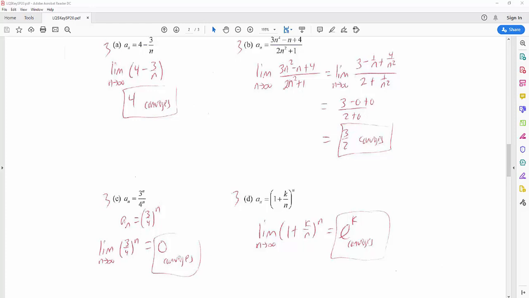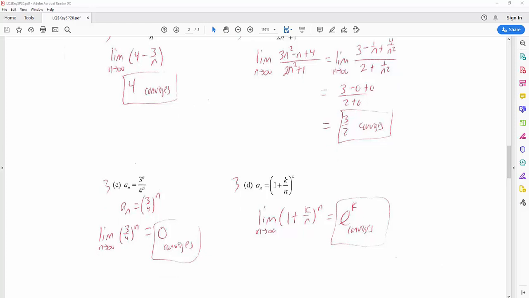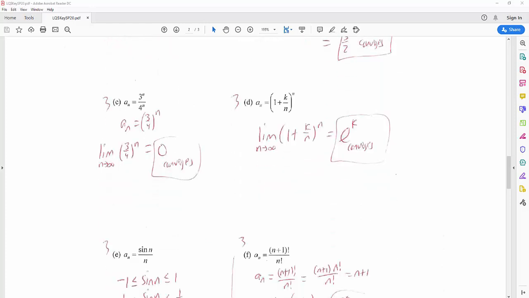The sequence converges. Likewise in part D, the limit as n goes to infinity of the sequence (1 plus k over n) to the n. That limit is e to the k, so the sequence converges to e to the k. And by the way, that's a limit you're going to start to see pop up more and more often that I recommend that you know.